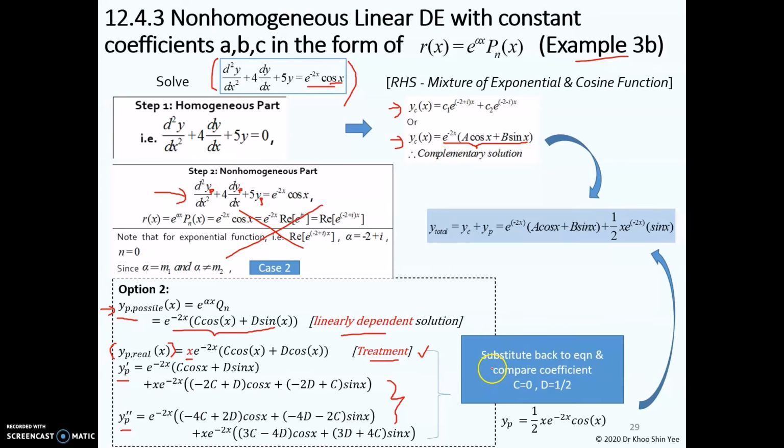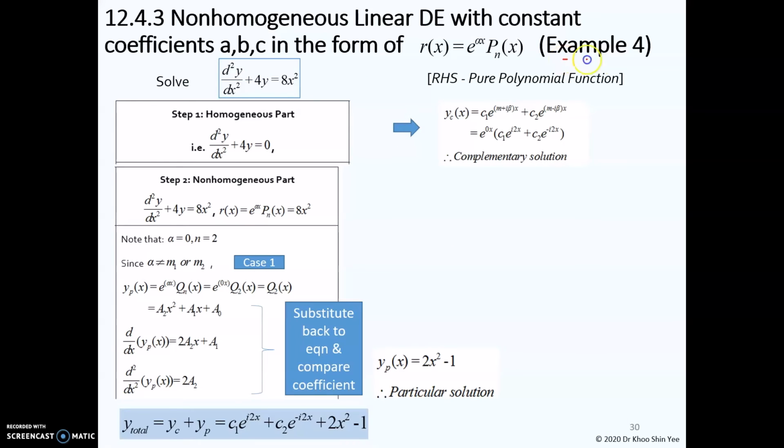So after you compare the coefficient for the left hand side and right hand side, you should obtain the coefficient C equal to 0 and D equal to 1 over 2. Then you can substitute C equal to 0 and D equal to 1 over 2 inside. So the final answer will be this. The total solution for this ODE is equal to YC plus YP. So you can substitute the YC solution and the YP solution inside, and this is your total solution.